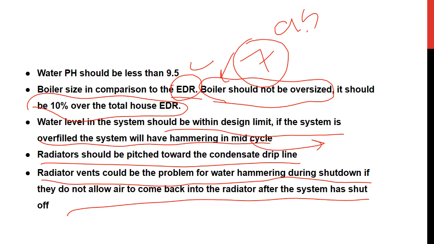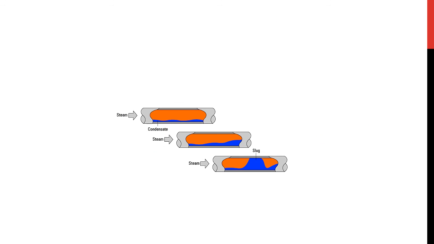If the vents are not working correctly, then air can go back into the radiator if the system has shut off, and that will cause you to have water hammering after you shut down the system. So you have something in the mid-cycle, end of the cycle, and beginning of the cycle. Beginning of the cycle is when you have too much water in the system.